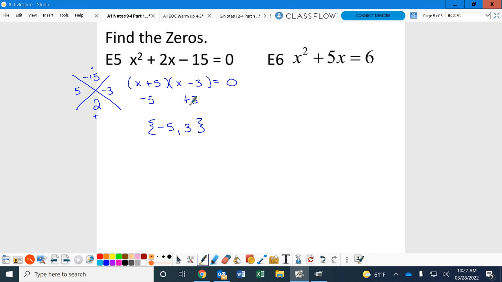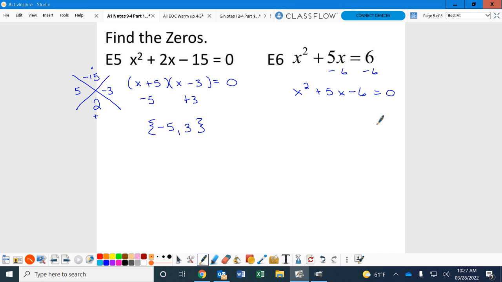Okay, our next one is a diamond as well. We have a problem though. Why can't I do a diamond from what's there? It doesn't equal 0. Perfect. Guys, if it doesn't equal 0, the very first thing you got to do is make it equal 0. So we are going to minus 6 on both sides. That's going to make it x squared plus 5x minus 6 equals 0. Just put them in order. X squared, x number.